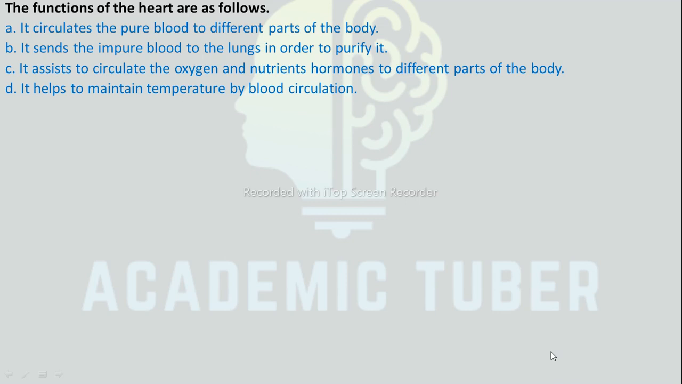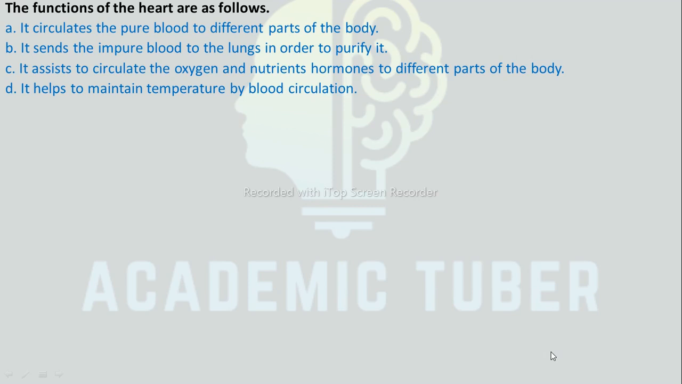There are various functions of the heart, so we are going to discuss a few functions here. The heart circulates the pure blood to different parts of the body. It sends the impure blood to the lungs in order to purify it. It assists in circulating the oxygen, nutrients and hormones to different parts of the body. It helps to maintain the temperature of blood circulation.